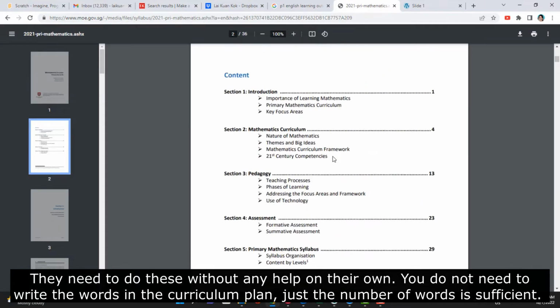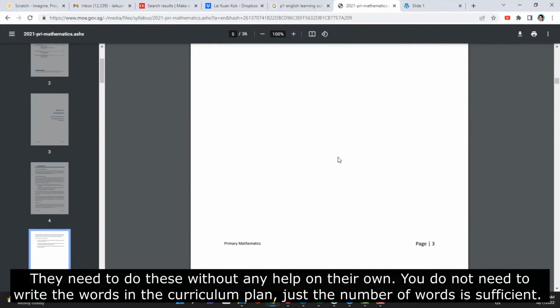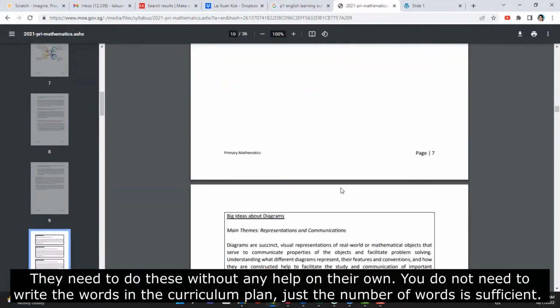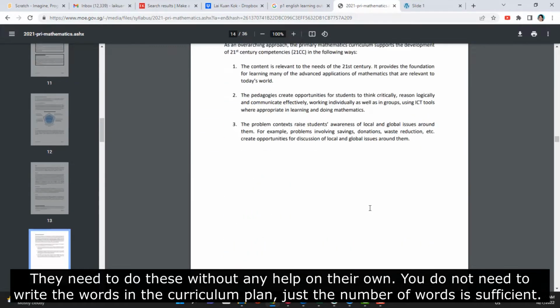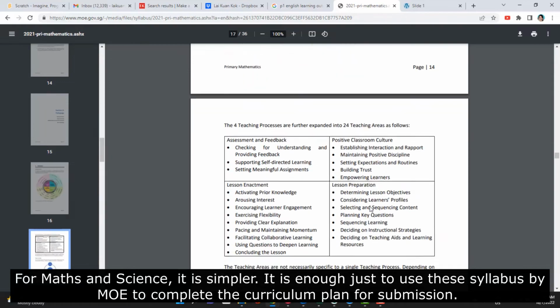You don't have to say the words. You don't have to say what are the words, but you have to count, and then they will know what you're talking about. Yeah. Similarly for maths.